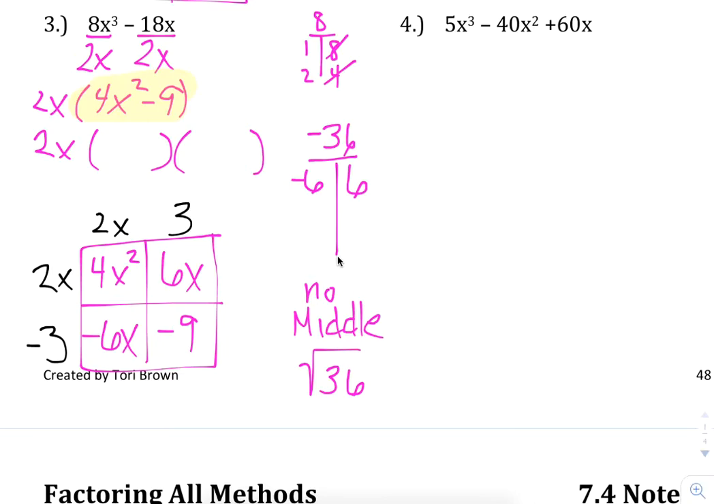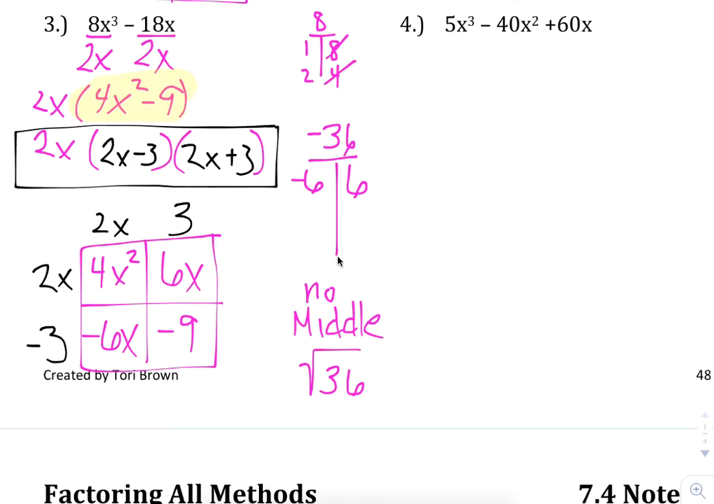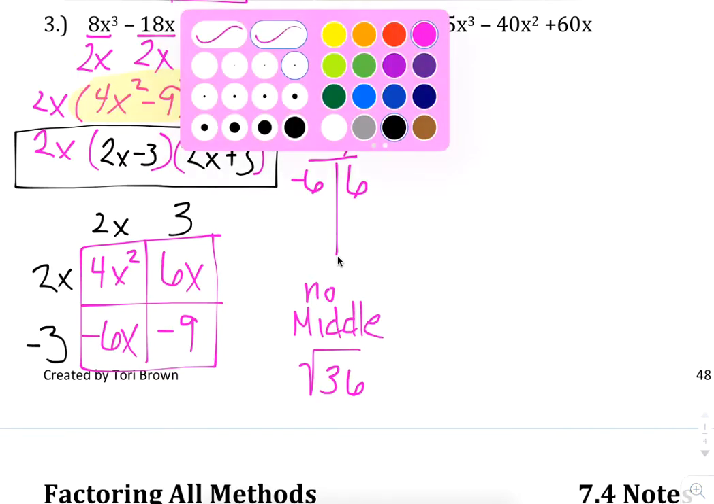Okay? Again, order in the parentheses doesn't matter. I'm going to do 2x minus 3, 2x plus 3, and it's very important that the GCF of 2x stays on the outside. Okay? Once you have that problem written down, we're going to go ahead and look at number 4.